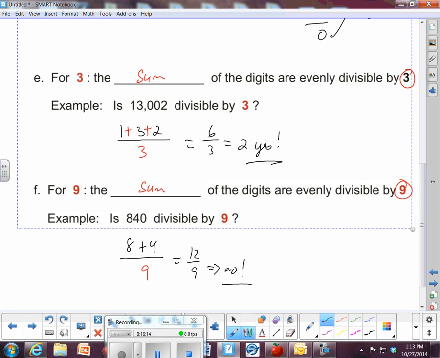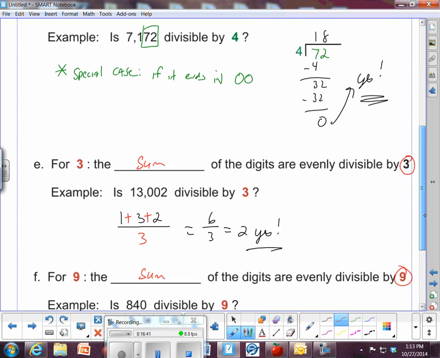Now listen, what if I asked you, is 840 divisible by 3? You'd have said yes, because 12 is divisible by 3 if that would have been what we were doing. It wasn't, and so 9 is not. So be careful there. Just because it's divisible by 3 does not mean it's automatically divisible by 9. The sum of the digits has to be evenly divisible by 9.